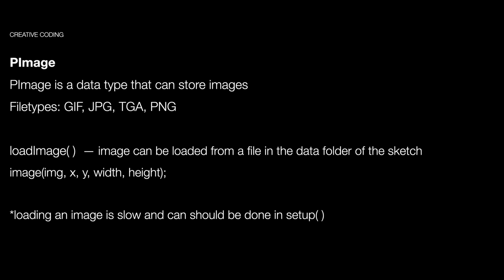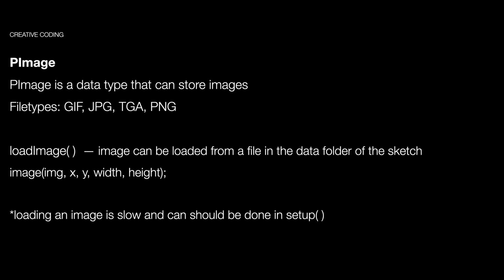In this section, we're going to look at the different ways that Processing can work with images. In order to do that, we're going to use PImage. PImage is a data type that can store images. The common file types that we'll see here are GIF, JPEG, TGA, or PNG.